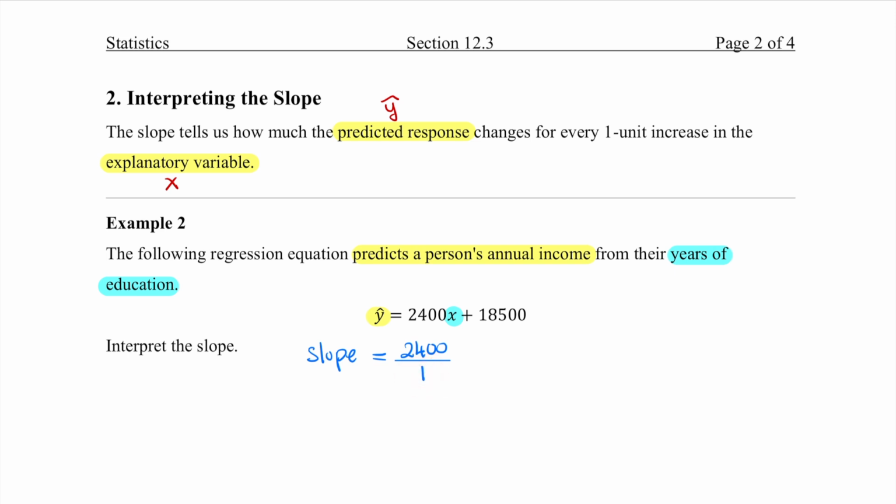Since the slope is positive, the predicted annual income increases as years of education increase. So we can interpret the slope as: for every additional year of education, the predicted annual income increases by approximately $2,400.